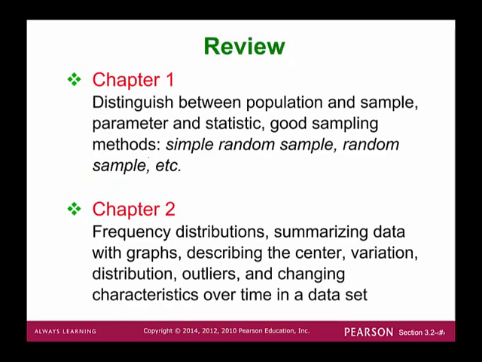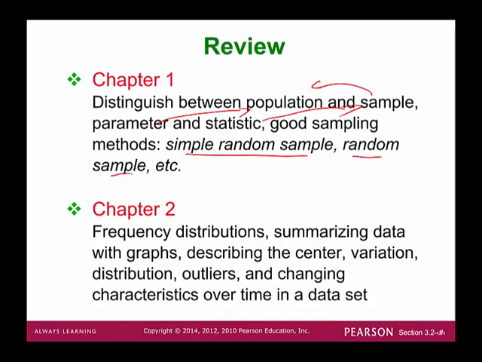In chapter 1, we talked about the difference between the population and sample. A sample comes from the population. A sample is a subset of the population. The population includes every single member of the context we try to investigate. A parameter is used to describe the characteristics of the population. Statistics is used to capture the characteristics of the sample. And for good sampling methods, we talked about sampling methods like simple random sample and random sample.